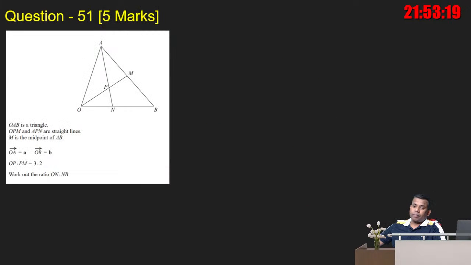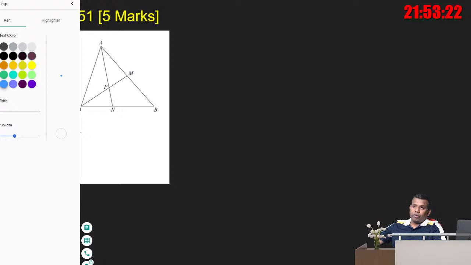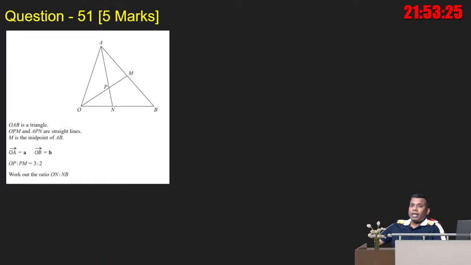Question number 51, right? OAB is the triangle, OPM and APN is a straight line, right? You need to understand this one. In the vector questions, if there is a straight line, let's say ABC is a straight line, for an example, what does that mean? The direction A to B or B to C or A to C have the same vector component. That is all about it, right?